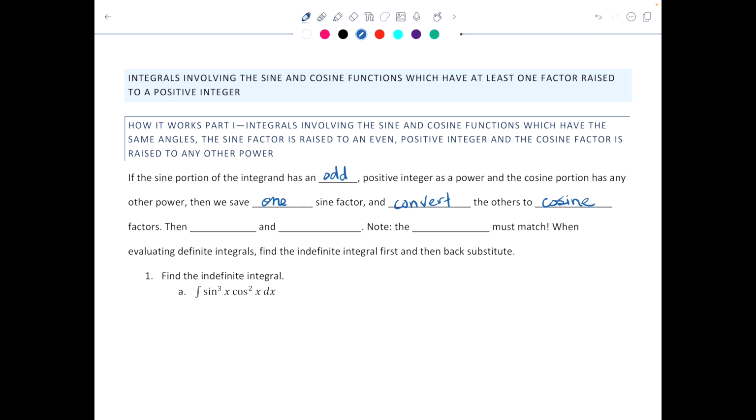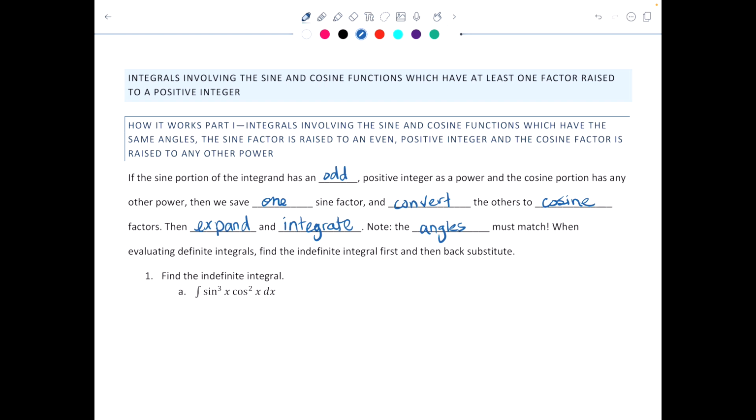Then you would end up with a situation where you'll have several terms and you'll have that g prime available. You expand and you integrate. On these, the angles need to match. If you want to evaluate a definite integral, you could either keep it going all along, or you can find the indefinite integral first and then back substitute depending on your preference. Cool? All right, so here we go.